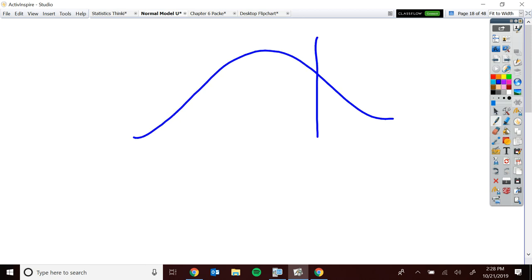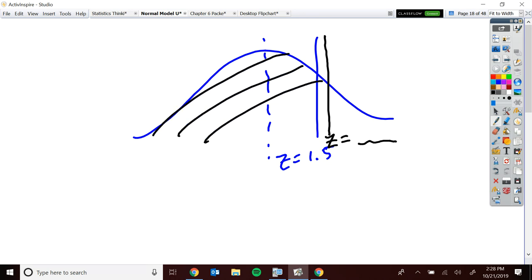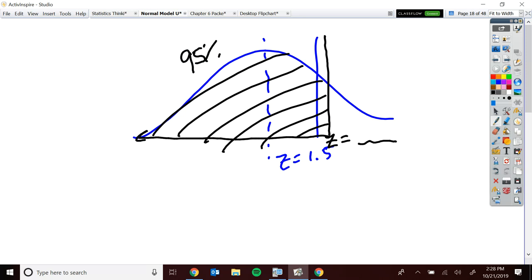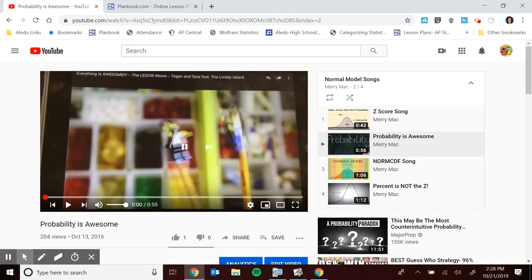I think I drew a picture of this. So he, who is currently at 1.5 standard deviations up, needs to be somewhere higher. To be in a higher percentile, what's happening to his Z-score? Good. It needs to be higher as well. So instead of having 93% below him, he wants to have 95% below him.